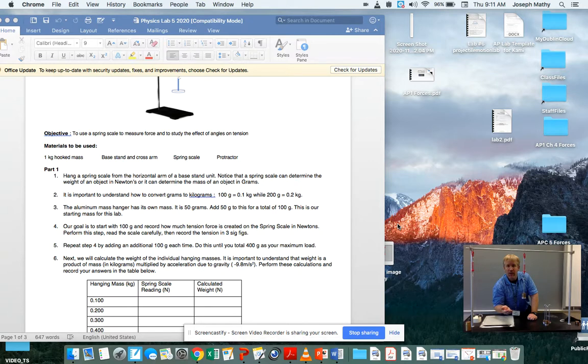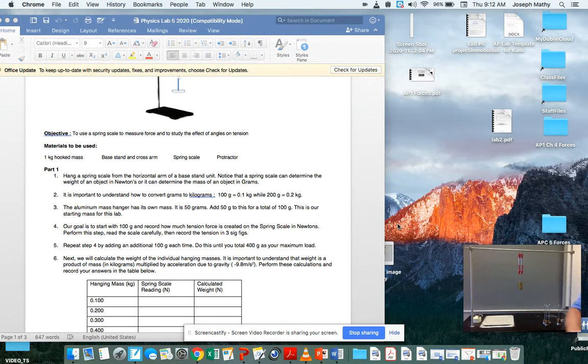That's the end of part 1. Finish your data table, answer your questions. If you want to push pause. But I'm now going to part 2. Part 2 wants to understand what the relationship between tension and angle of attachment is.